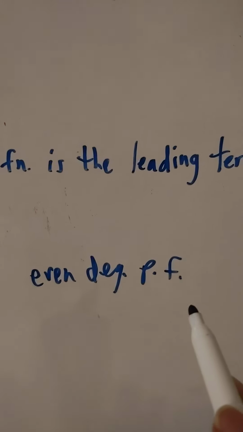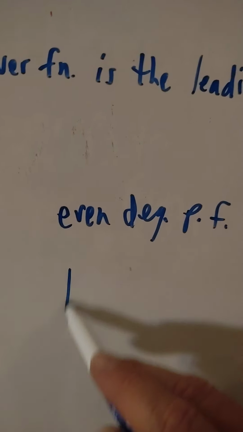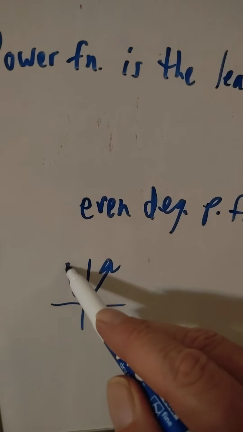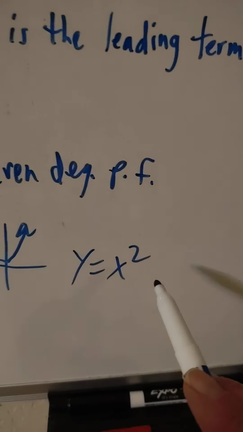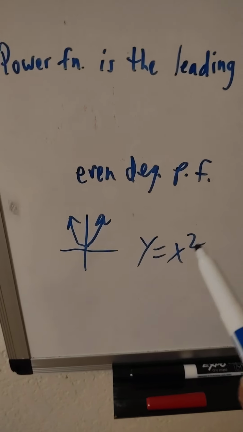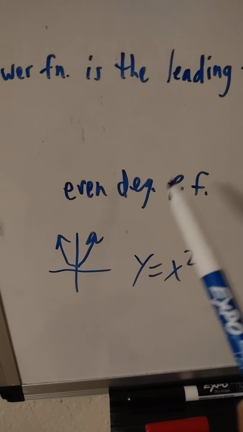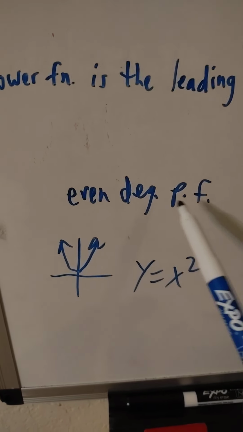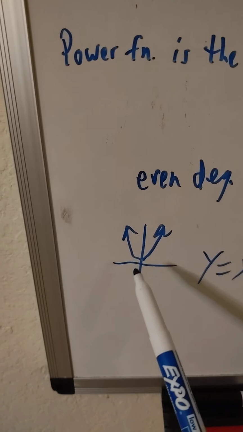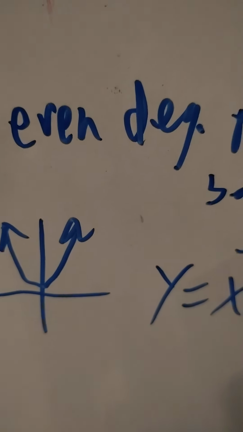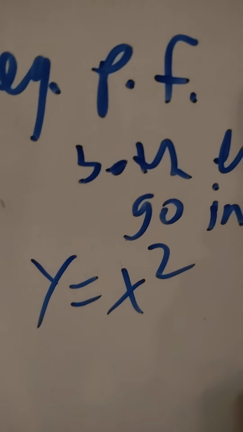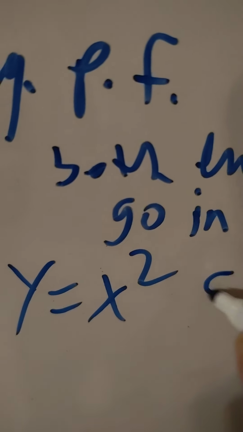I'll abbreviate here. If you have an even degree power function for your polynomial function, think of y equals x squared. Isn't that like a power function? Y equals x squared is just one term and is of even degree. And we all remember what the parabola looks like, so it's nice to know that if you have a polynomial function and the power function, or the leading term, is of even degree, then both ends go up in the same direction. So I'm going to write that down. Both ends go in the same direction, which was different from the odd degree power function.